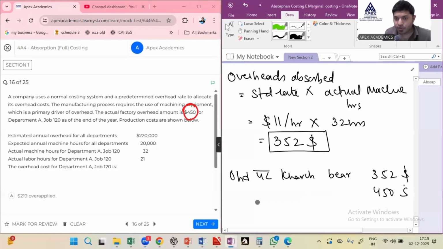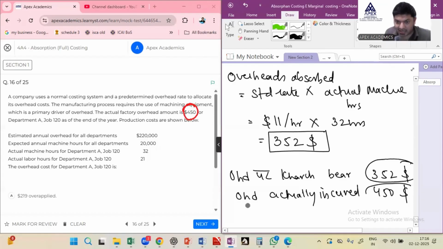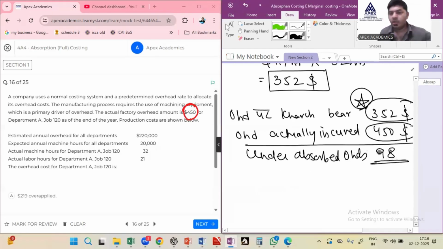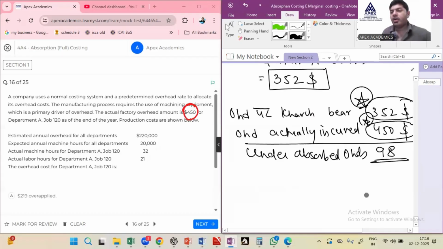हमने 450 उड़ा लिए। This is overhead actually incurred. सर ताकत झेलने की 352 की है, हम खर्चा करके आए 450। सर बहुत बुरा हुआ, हमने 98 का एक्स्ट्रा ओवरहेड बेयर किया। इसे कहते हैं अंडर एब्सॉर्ब्ड ओवरहेड्स। सर क्यों? क्योंकि we were supposed to have an overhead of 352 but actually we had an overhead of 450.